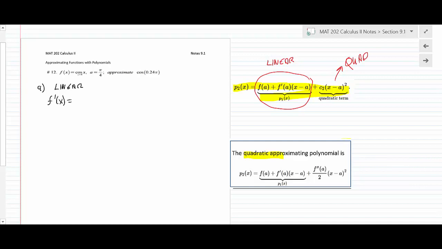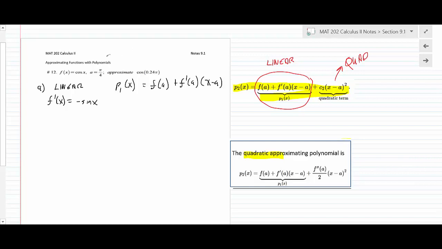We know the derivative of the cosine is negative sine x, like that. So then let's put together our formula. For p1 of x, that's going to be f of a plus f prime of a times x minus a, like that. So that's what we're going to do.